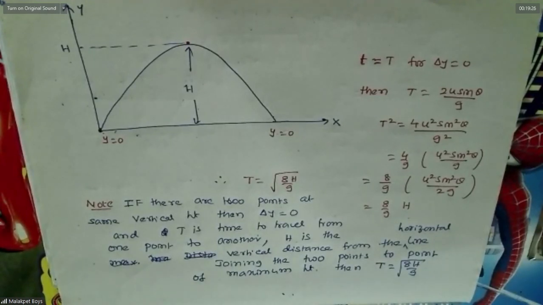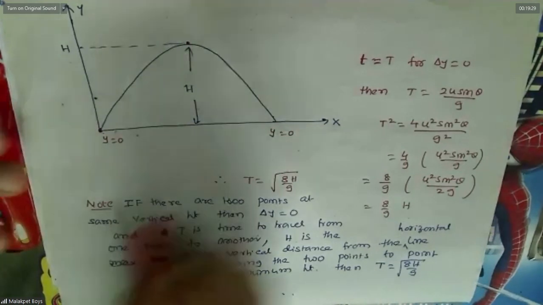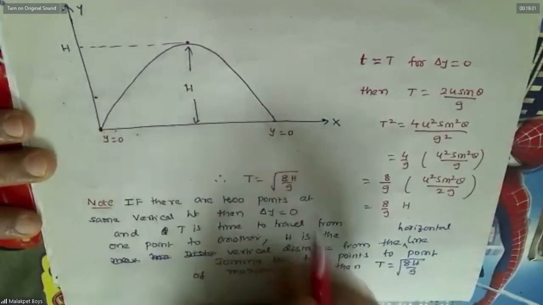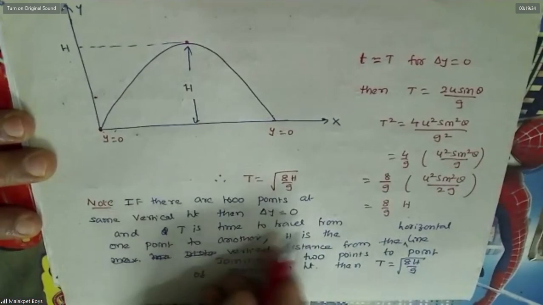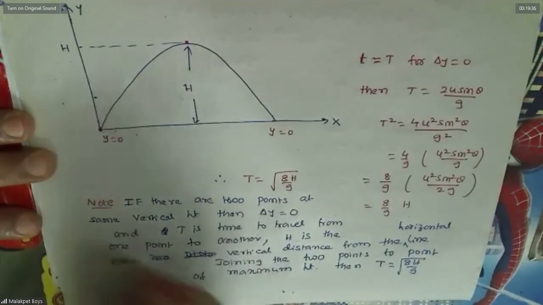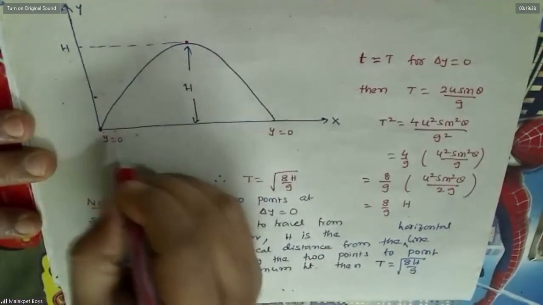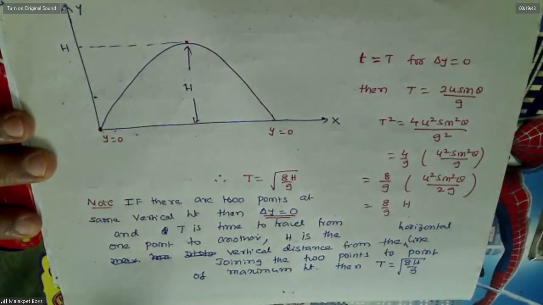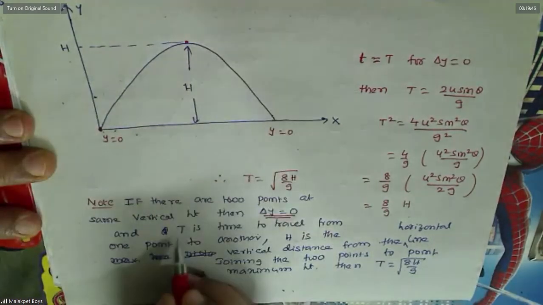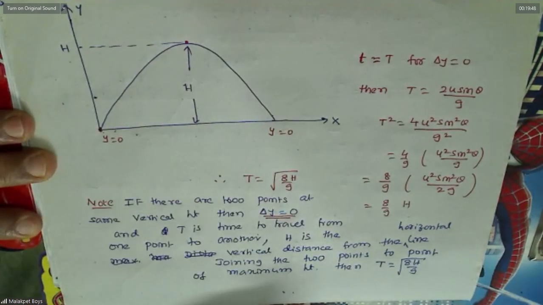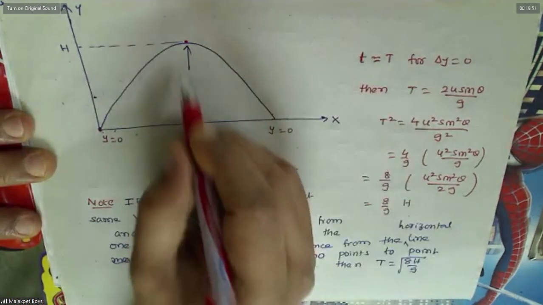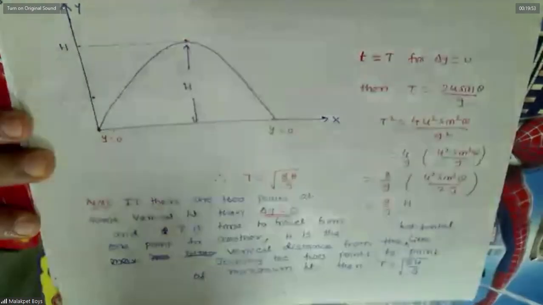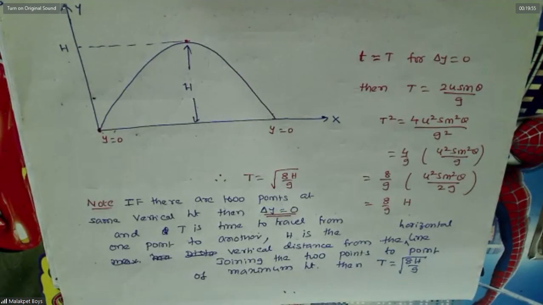Is that T for the total motion or up to the maximum height? See, here what I wrote: t is the time taken to travel from one point to the other. There are 2 points for which delta y is 0, and the time taken to travel from one point to the other is t. Now draw a line through these points. The vertical distance from that line to the maximum height is capital H. Understood this? Any doubt?